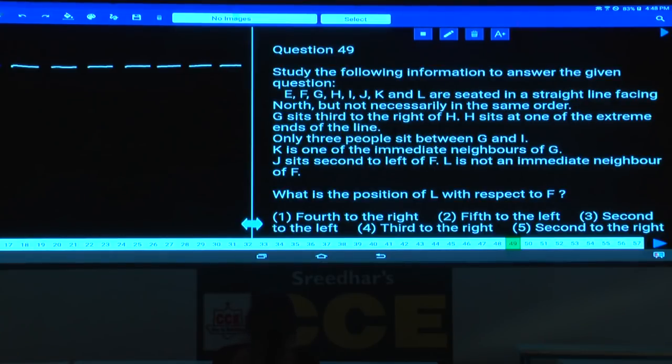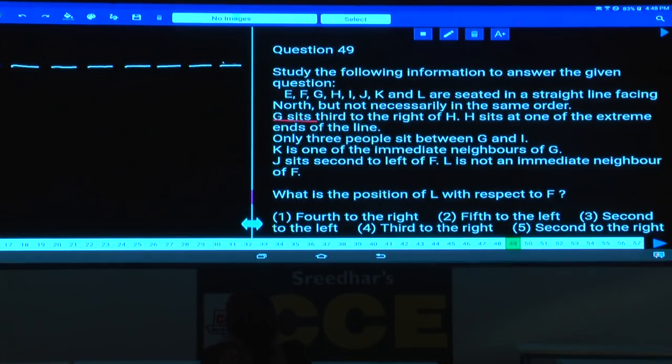G sits to the right of H. H sits at one of the extreme ends of the line. As H is at one of the extreme ends of the line, H can be either at the left extreme or at the right extreme. Now tell me whether H can be at the right extreme or not. If H is at the right extreme, then G sits to the right of H, which is not possible. Hence, H cannot be at the right extreme. As H cannot be at the last place, hence H must be at the first place. Isn't it? H is at this place.